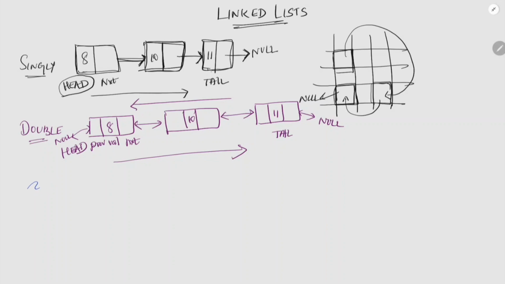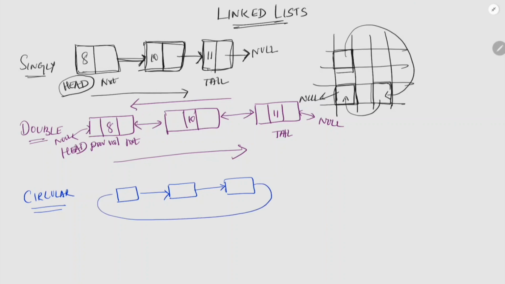Finally, there is a third type of linked list which is called the circular linked list. In case of a circular linked list, you can convert both singly or doubly linked lists into circular lists by simply adding a pointer from the tail to the head. So if you imagine this is your singly linked list, you will have a pointer from the tail pointing to the head. You can go in loops within this list.